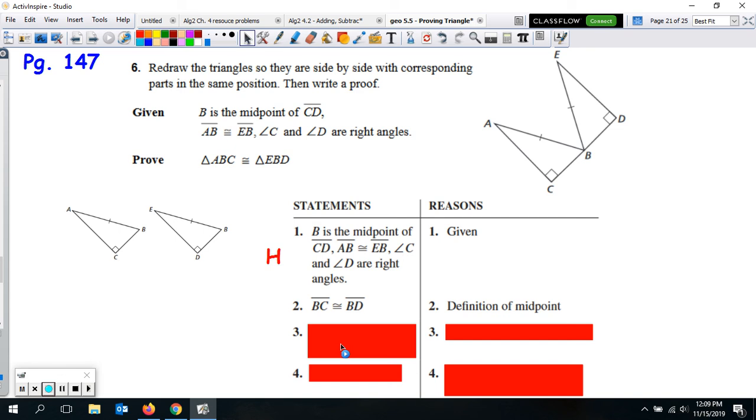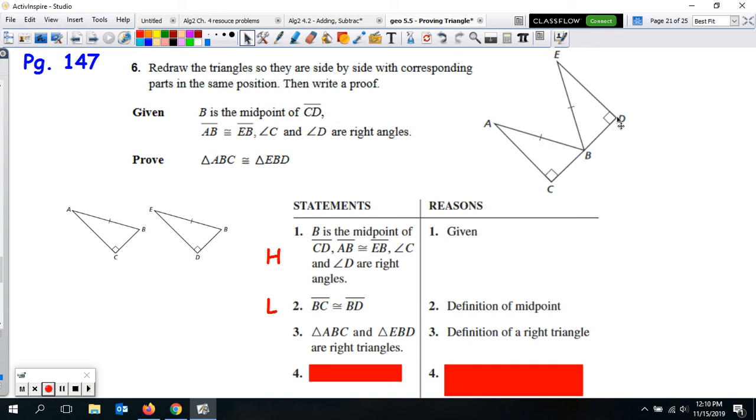And then number 3, so from right there, what do we have? We actually have our L. That's congruent, so that's really our L. There's our H and our L. But we would want to then say that these are right triangles to be able to use H and L. To actually be able to use the hypotenuse leg, we need to say that these are right triangles, because the given only tells us that these are right angles. So we need to say that triangle ABC is a right triangle, and that's just the definition of a right triangle, that it has a right angle in it.